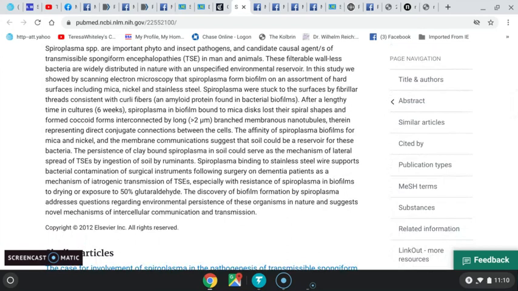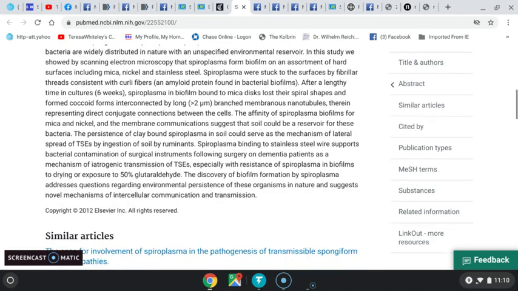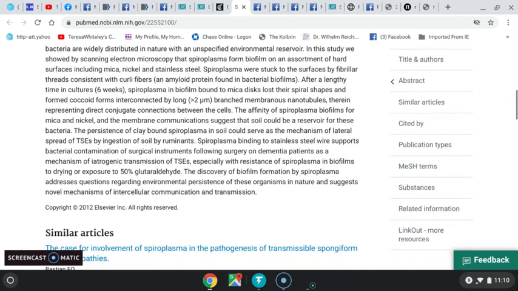that spiroplasma formed biofilm on an assortment of hard surfaces, including mica, nickel, and stainless steel. Spiroplasma were stuck to the surfaces by fibrillar threads consistent with curly fibers. I just read that. Spiroplasma and biofilm bound to mica discs lost their spiral shapes and formed coccoid forms interconnected by long branching membranous nanotubes, representing direct conjugative connections between the cells.